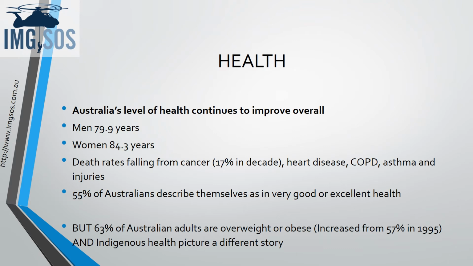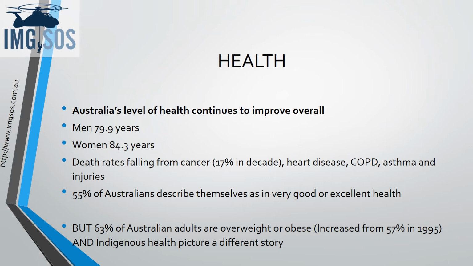One of the important take-home messages is that the Australian level of health continues to improve overall. The life expectancy for men born today is 79.9 and for women is 84.3, and these are climbing. Death rates are falling from cancer. They've fallen 17% in a decade. Death rates are falling from heart disease, from COPD, from asthma and from injuries. 55% of Australians describe themselves as in very good or excellent health. So as far as countries go, we're actually doing okay.